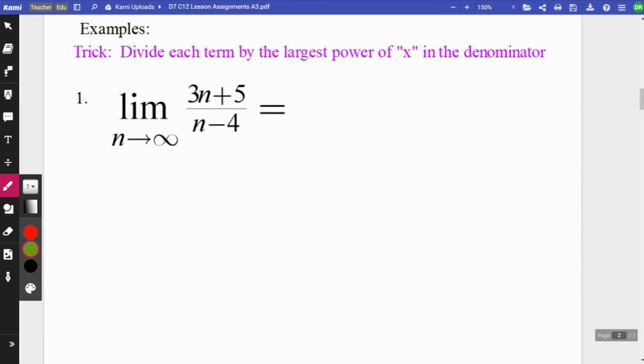And on the bottom, same thing. You have a really big number, subtract 4, which does almost nothing. So really what it looks like right now is really big number over really big number. And the top maybe a little bit bigger. I don't know. So one way we can tackle this is to divide each term, like 3n, 5, and negative 4, by the largest power of n in the denominator. So the denominator right now has n minus 4. It means n is the only variable and the largest power is just n. So we're dividing everything by just n.